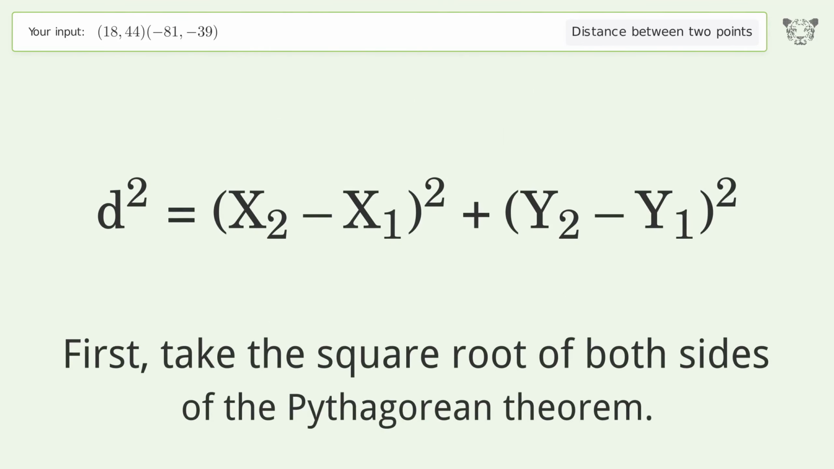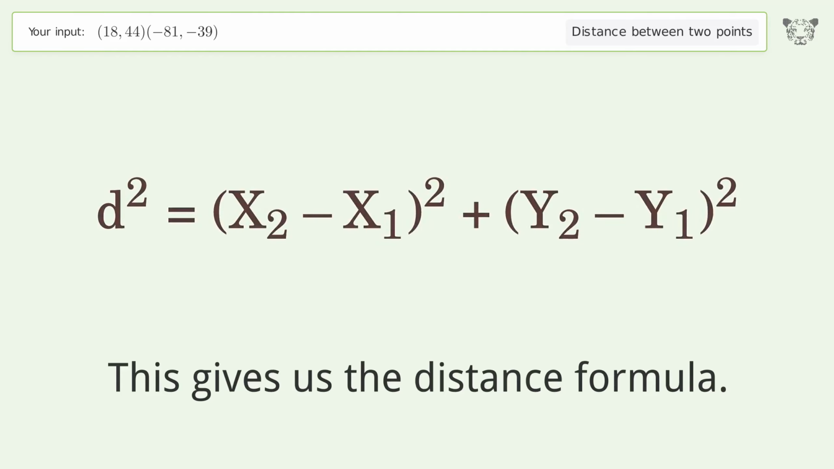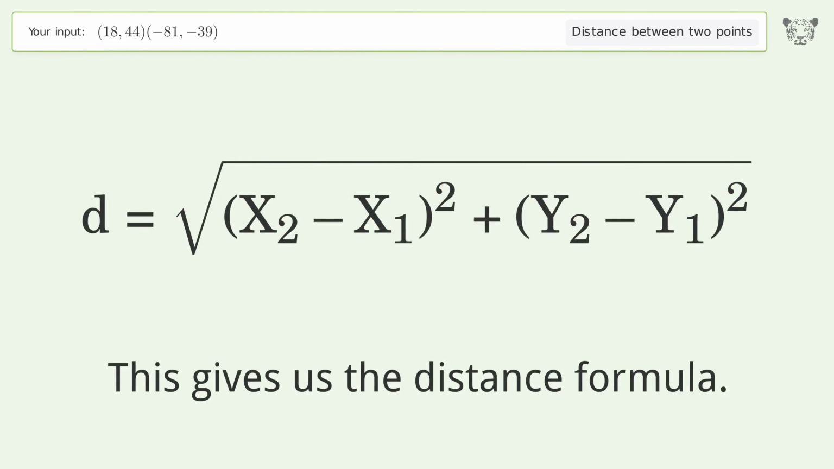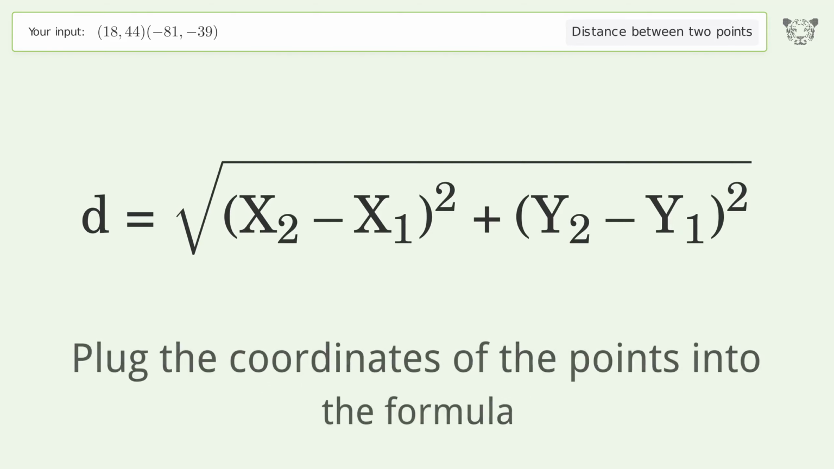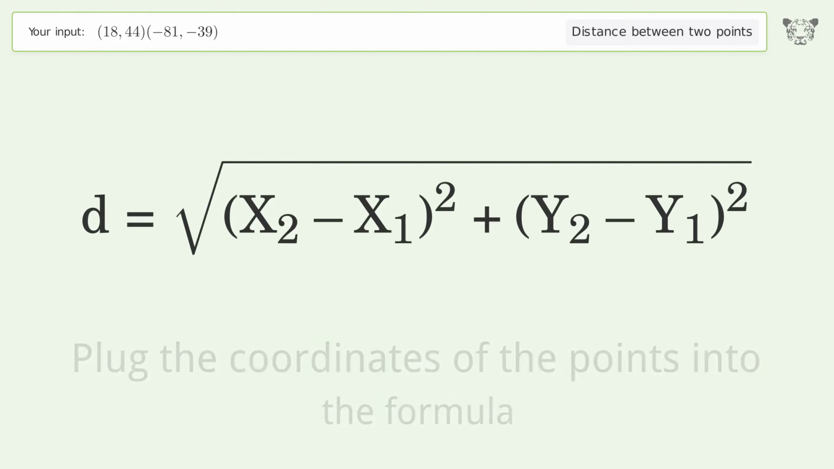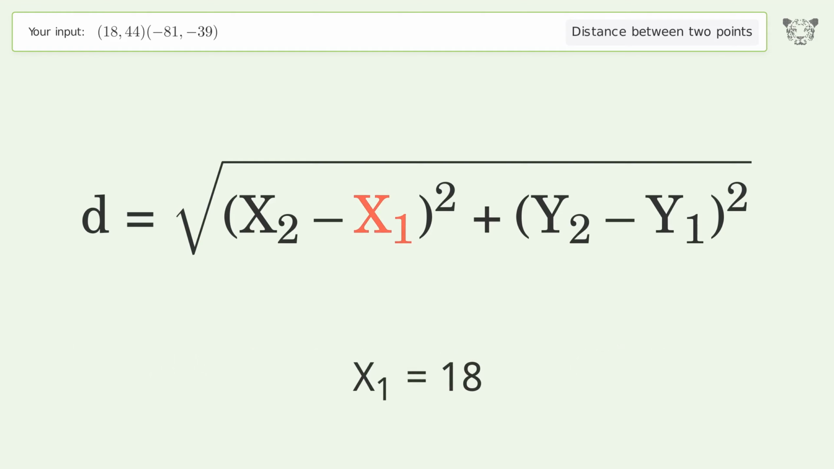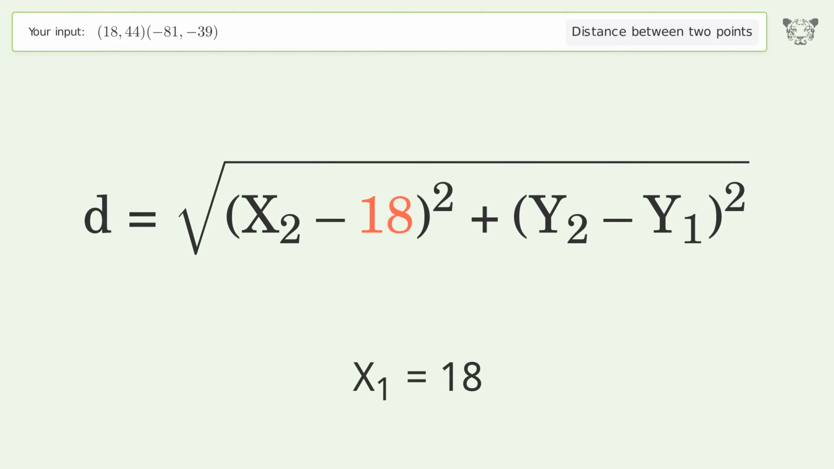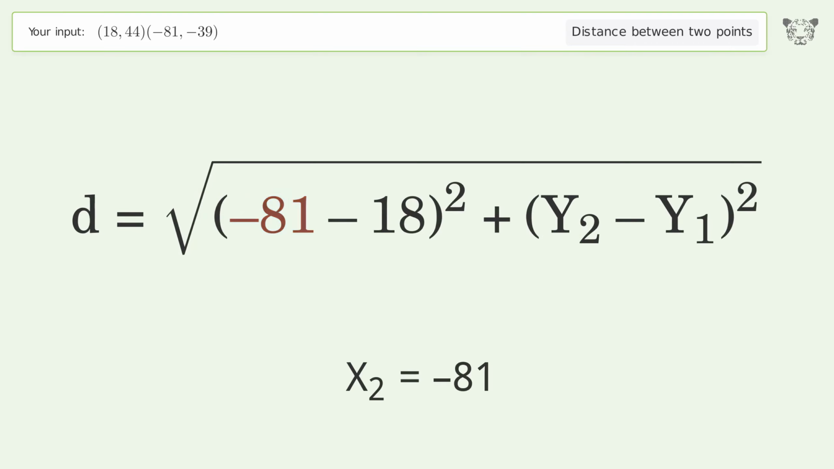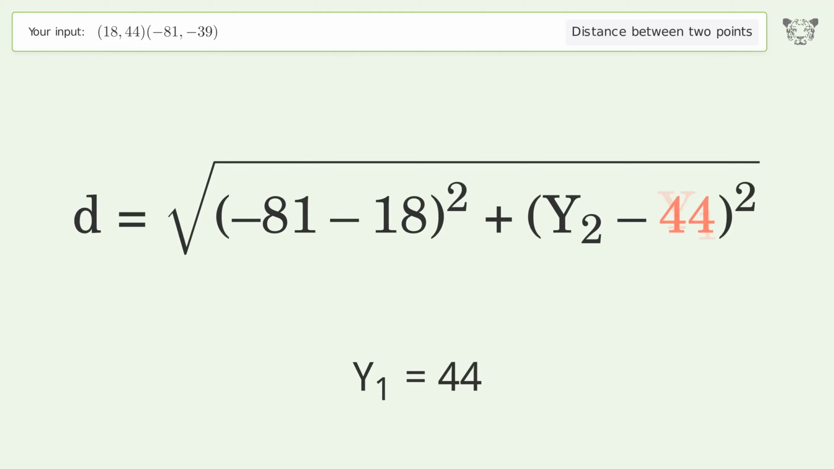First, take the square root of both sides of the Pythagorean theorem. This gives us the distance formula. Plug the coordinates of the points into the formula. x1 equals 18. x2 equals negative 81. y1 equals 44. y2 equals negative 39.